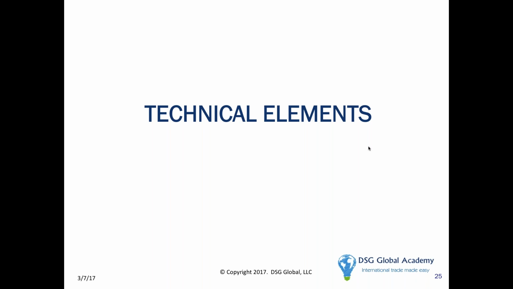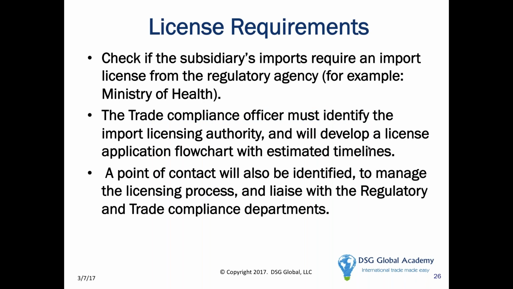With those 10 elements finished, let's jump into the technical elements. I'll do it at a faster clip. Number one, always find out if your products need a license. And if they need a license, make a flow chart of the application process and the estimated timelines. That really helps, so that you know if something's getting delayed and something needs speeding up or a little more face time with the regulatory authorities.